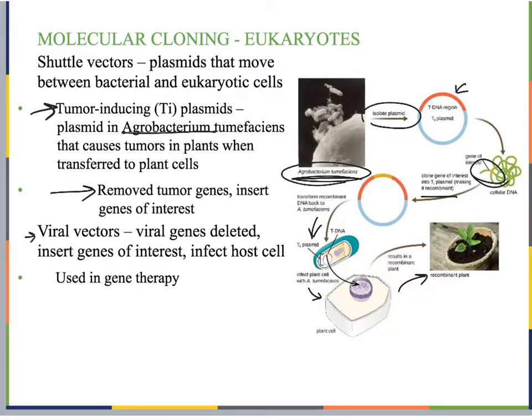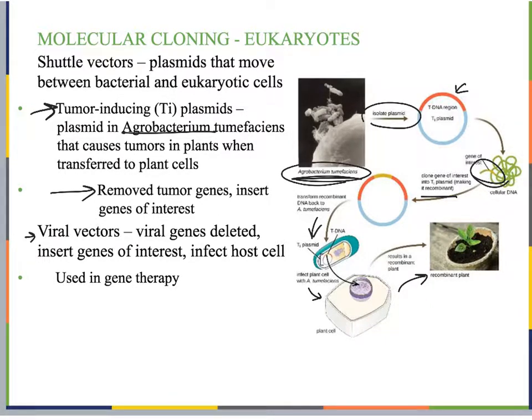Another one that we already mentioned slightly was a viral vector. A viral vector is where we can go in and take out the viral genes, the things that make it virulent. We can use a virus because we know how a virus works, right? It's going to get into the cell. It always goes into the cell. It's an obligate intracellular organism.